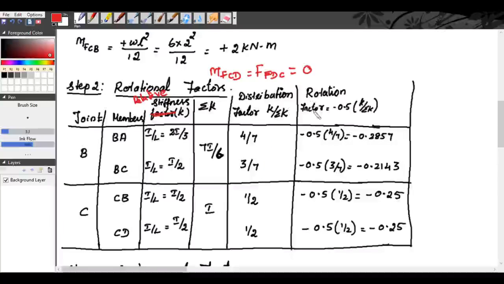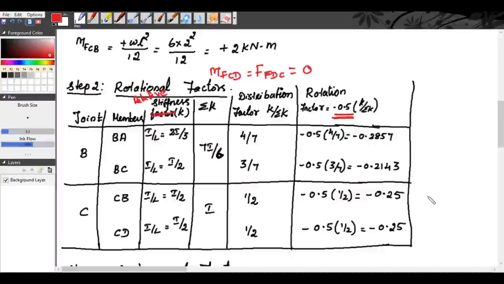Now, rotation factor is equal to minus 0.5 into K by sigma K. So, minus 0.5 into 4.7, we get minus 0.2857. For member BC, minus 0.5 into 3 by 7, we get minus 0.2143. For CB, it is minus 0.5 into 1 by 2, we get minus 0.25. And for CD also minus 0.25. Now, see here you can see the rotation factor, the coefficient is minus 0.5. You add these both, we get minus 0.5, and the rotation factor at joint B, we get minus 0.5.